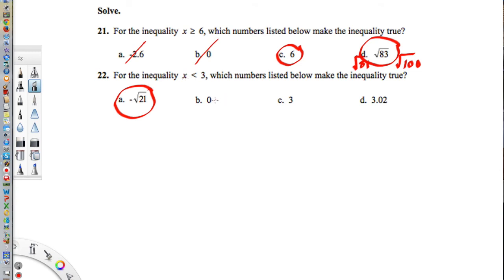Is 0 less than 3? Yes, so that would work. Is 3 less than 3? No. 3 is equal to 3, so that's not going to work. And 3 and 200ths, is that less than 3? No, that is greater than. So hopefully you get the idea and try the rest of the problems on your own.